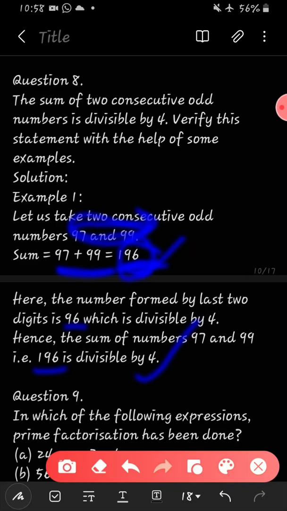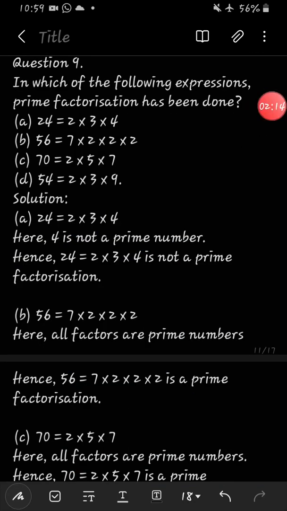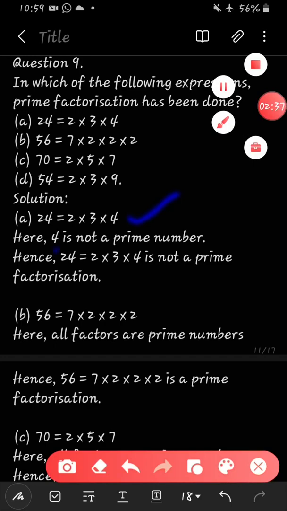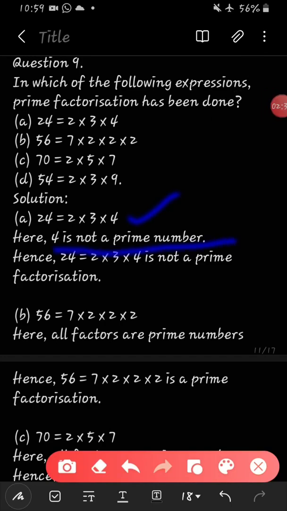Next, let's proceed to question number 9. In which of the following expressions has prime factorization been done? There are some prime factorizations they have already done and shown, but here we must find which is exactly correct. Option A is given: 24 equals 2 into 3 into 4. We know that 4 is not a prime number. That is why this is incorrect. This 24 equals 2 into 3 into 4 is not a prime factorization.